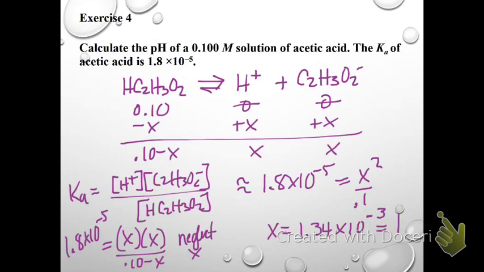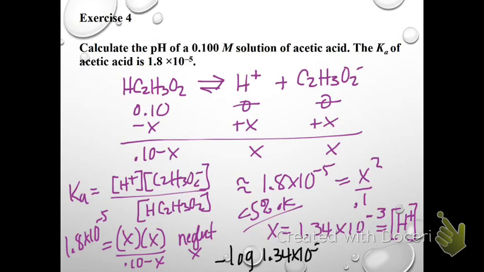And I would like you to please also always write equals the hydrogen concentration. Okay? So that is, if you do the math, less than 5% of the concentration, so it was a valid assumption. So we could just say less than 5%, okay. So now we'll take the log of that. So let's do that in a different color so we can see it. Now we have the hydrogen concentration, so we'll take the negative log of 1.34 times 10 to the negative 3.